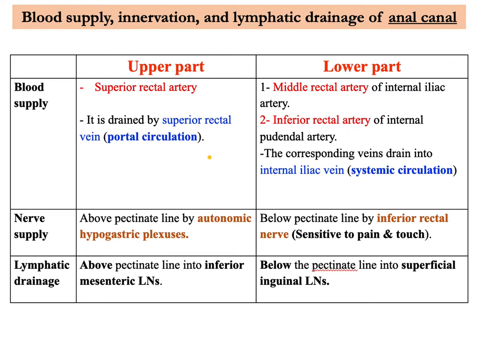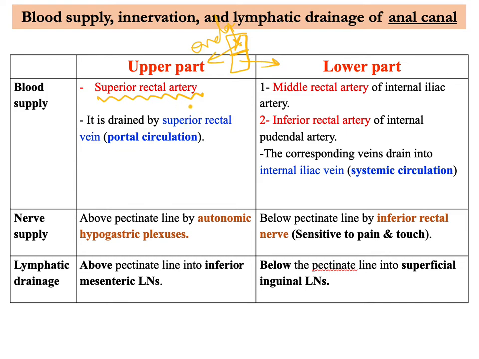Let me remind you guys, if you don't watch the lecture of the embryology of the hindgut, why this is the upper half of the anal canal and this is the lower half of the anal canal, right? So the upper part of the anal canal, originally the histology of it comes from endoderm. That means similar to the rectum, and the blood supply for it will be similar to the rectum. That means it's supplied by the superior rectal artery, which is a branch of what? Branch of the inferior mesenteric artery. That means this is the blood supply.